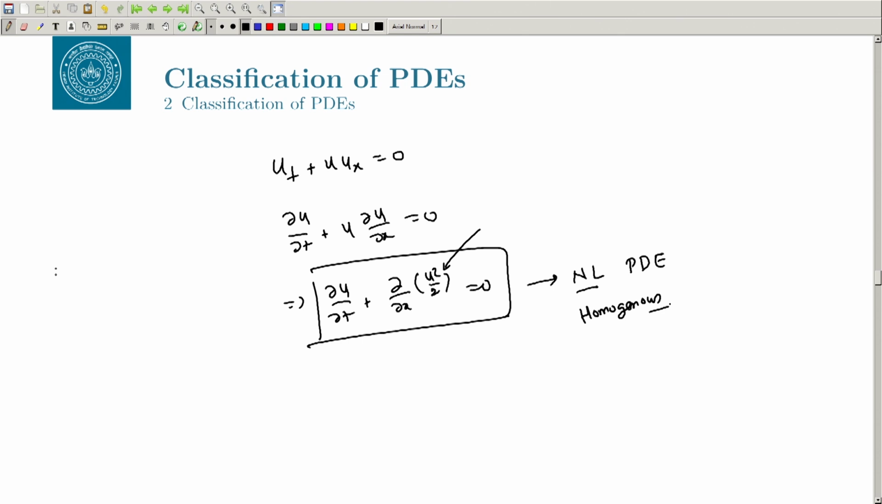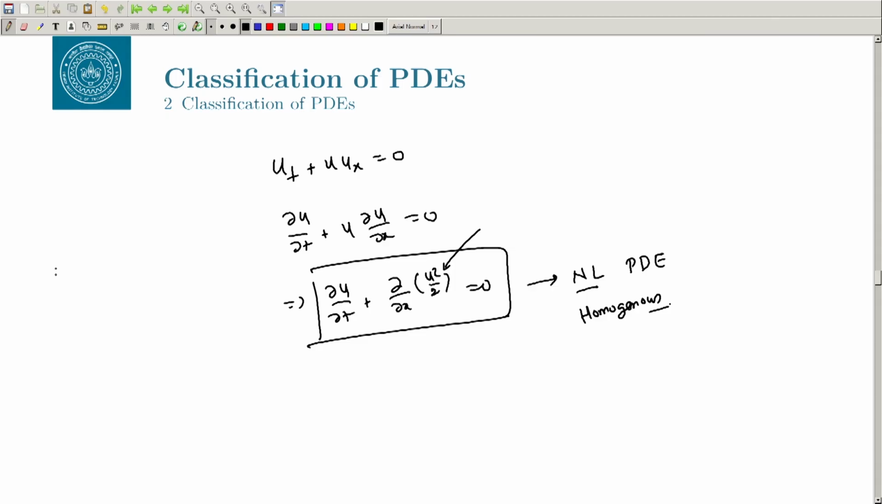So, in this particular class we basically reviewed some of our basic ideas of the linear equation, non-linear equation, homogeneous equation, non-homogeneous equation, and what the PDEs and ODEs are. In the next class, we will go to further classification and we will see how we can classify these equations as whether they are elliptic, parabolic or hyperbolic, and what it means.